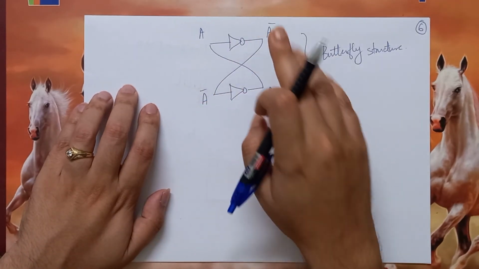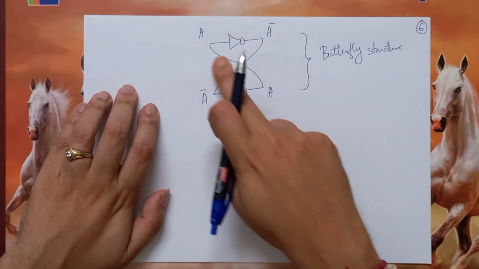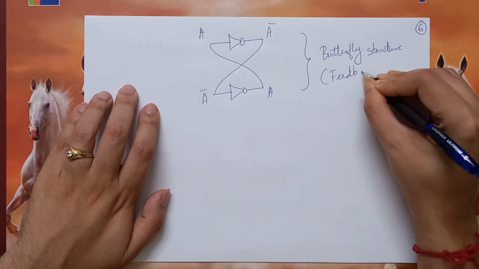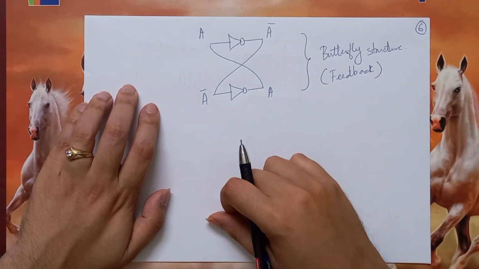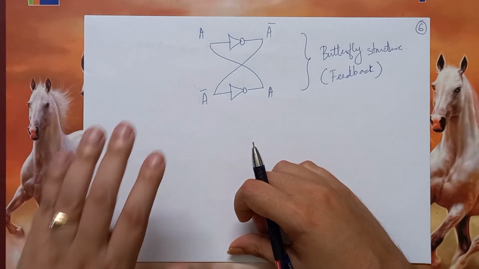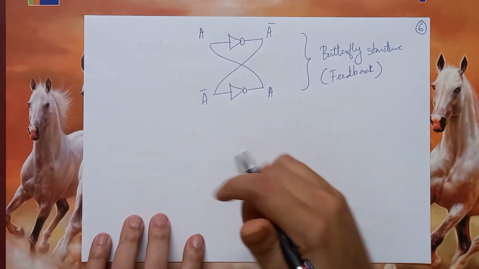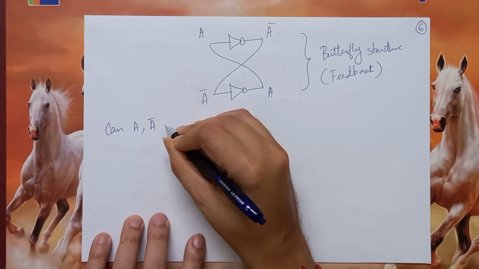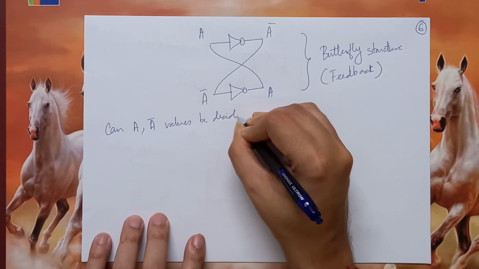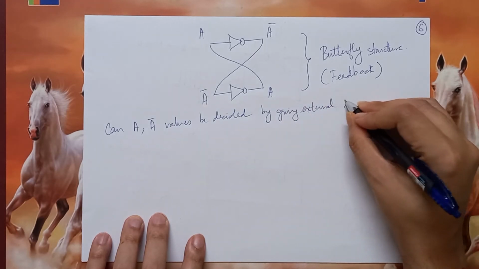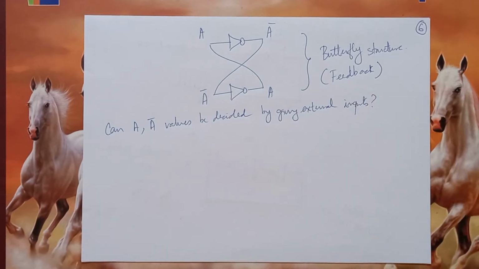We have achieved something interesting. Now, if I'm drawing the circuit like this, it seems that there is some kind of feedback. A is going over here, A bar is coming over here. So the feedback concept is also shown over here. Now, can we decide the values of A and A bar not by chance, but by giving external inputs? By giving any additional inputs, can we decide the values of A and A bar? That's a question we need to answer.